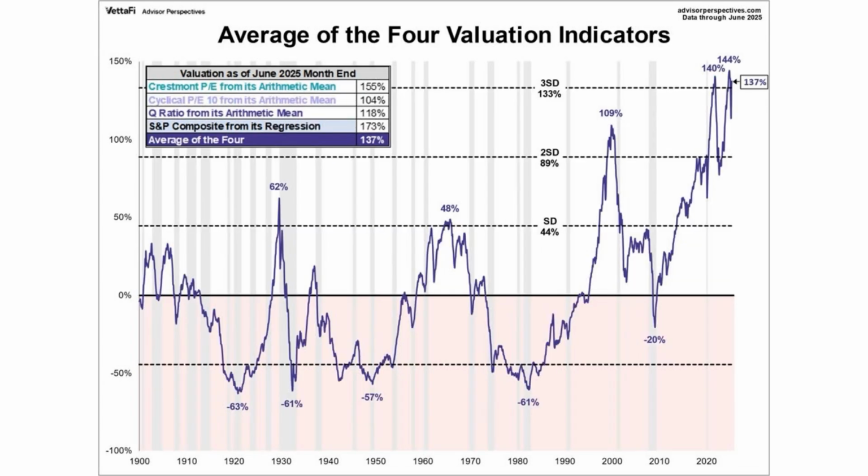Now let's take a look at the average of these 4 indicators and plot it, along with standard deviations above and below its mean. At the end of June, the average stood at 137%, over 3 standard deviations above its historical mean, and one of the highest levels in history, signaling an overvalued market. Looking at this chart, you can see the current market valuation based on our average is higher than it was at the peak of the dot-com bubble and is just below the market peak from a few years ago.